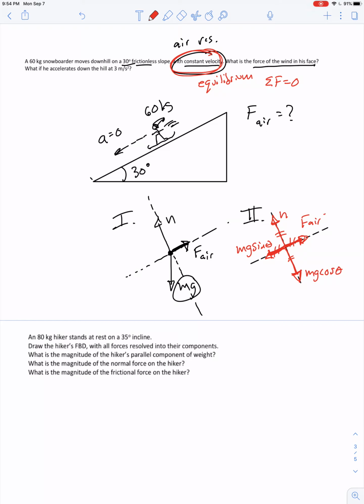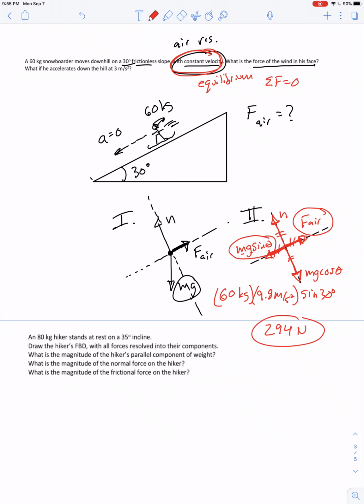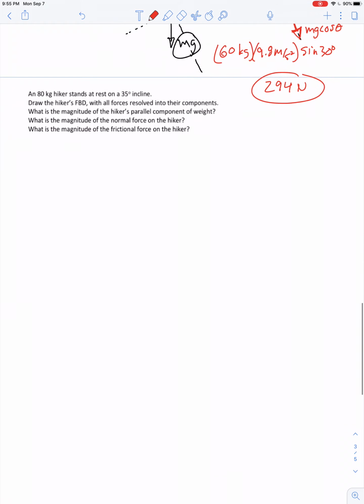So if we're asked to find out how strong is the force of air resistance, all we really need to do is calculate what's the component of the weight of the object parallel to the incline. And so it's m times g times the sine of the incline. In this example, it's 60 kilograms times 9.8 meters per second squared times the sine of 30 degrees. Grab a calculator, let's see what we get. We get 294 newtons.